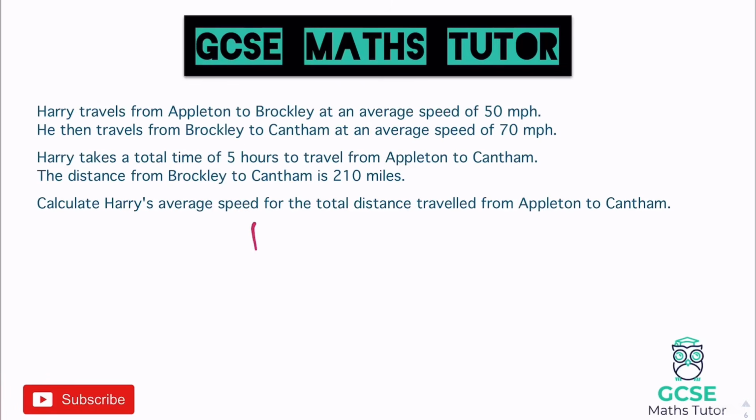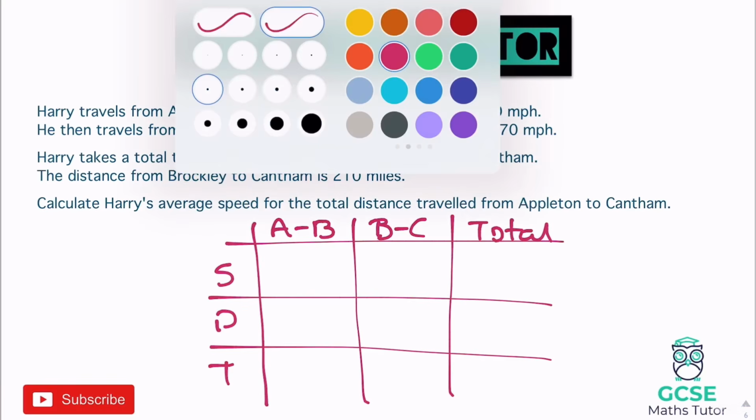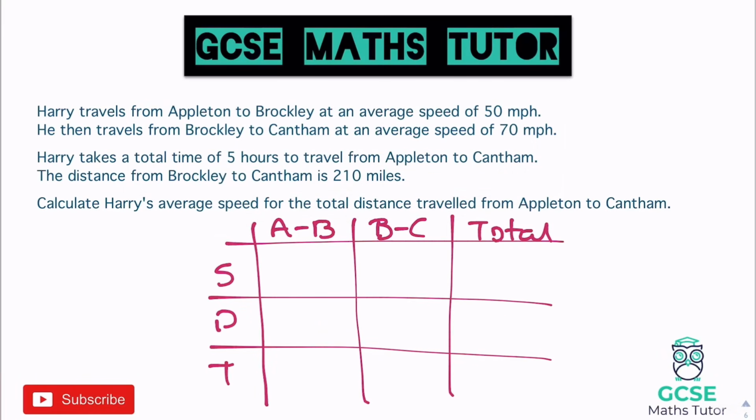Right, so let's have a look at this one then. So we've got A to B, and we've got B to C, and then we've got the total overall journey there. There we are. And thinking about what we've got, a speed, distance and a time, and we'll see what happens in this question. So in this question here, we've got an average speed of 50 for the first one, an average speed of 70 for the next one, and then we've got a total time of 5 hours from A to C. So this time we've been given our total. Look, we've got 5 hours as our total, and we've got the distance from B to C, which is 210. There we go, so 210.